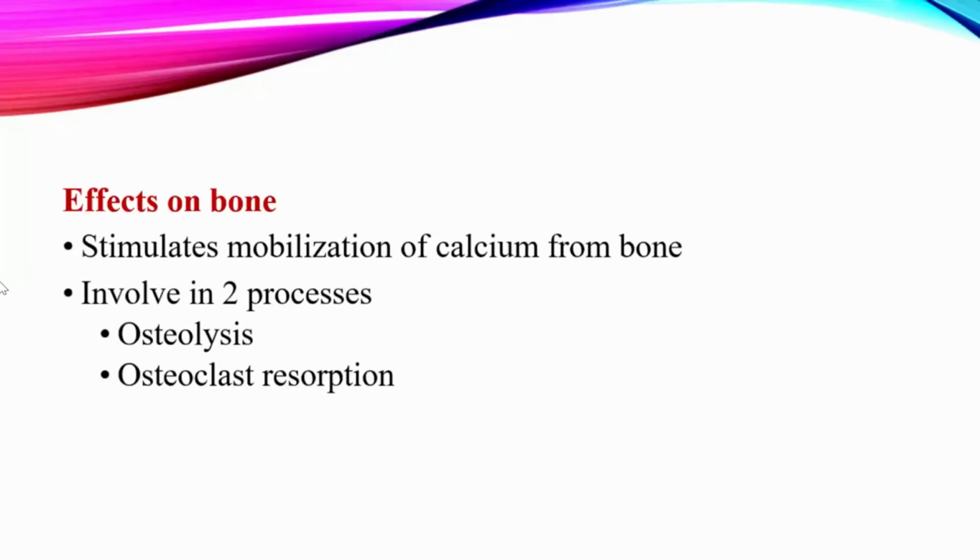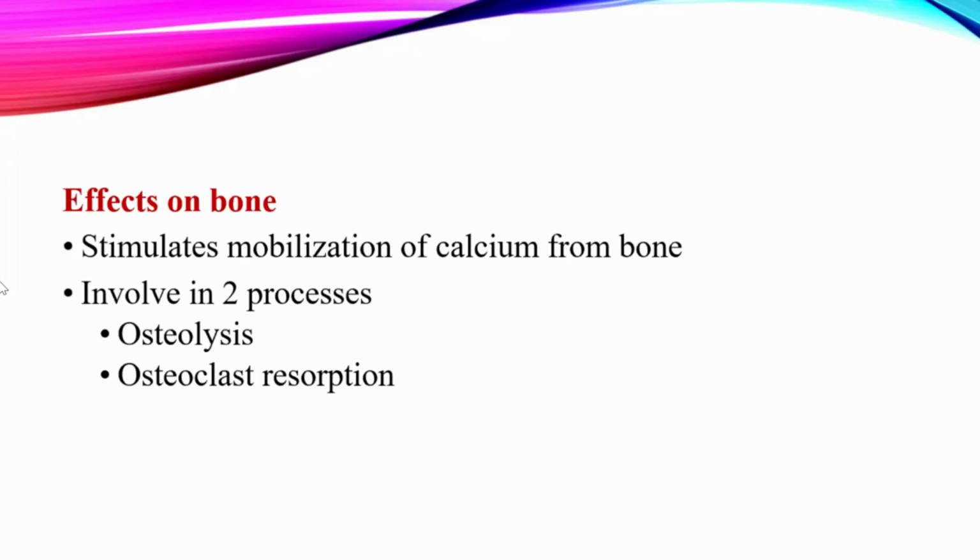The main effect of parathyroid hormone on bone is that it mobilizes calcium from bone, which means bone resorption. To release calcium from the bone, parathyroid hormone is involved in generally two processes. One is osteolysis, which is the release of calcium from bone, and another is osteoclast resorption. Osteoclast means the degradation of bone.